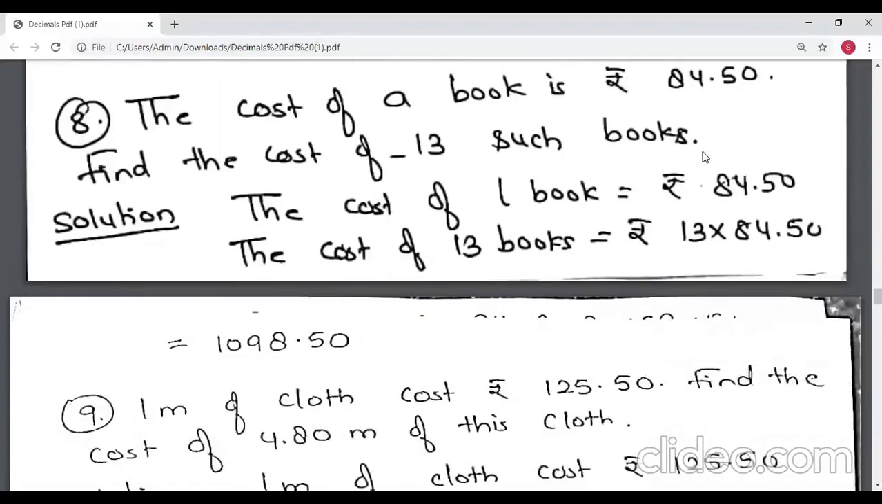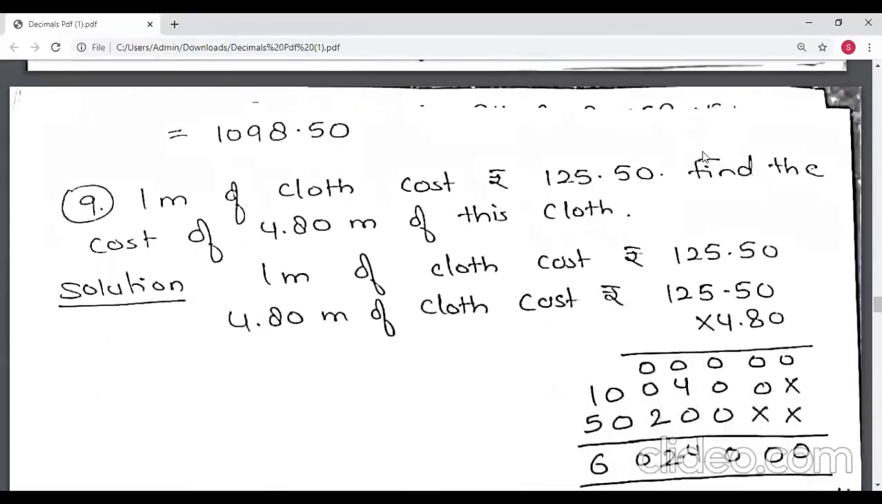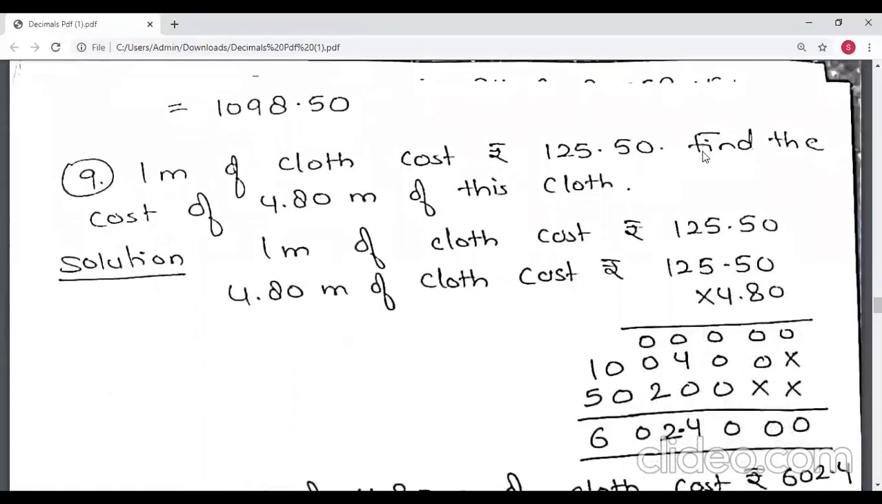Question number 8. The cost of a book is rupees 84.50. Find the cost of 13 such books. We know the cost of one book is given as 84.50. The cost of 13 books will be, multiply the number 13 into 84.50. You'll get the answer as 1098.50.